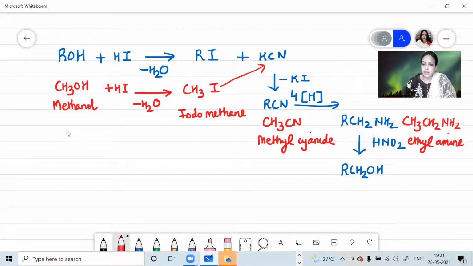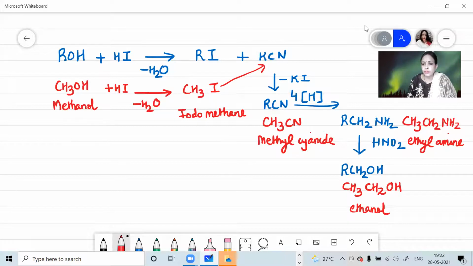Now in the last step, your ethylamine is treated with HNO2 and you get the alcohol CH3CH2OH. This CH3CH2OH is your ethanol. So you have managed to convert methanol into ethanol. So this is something about the ascent series.